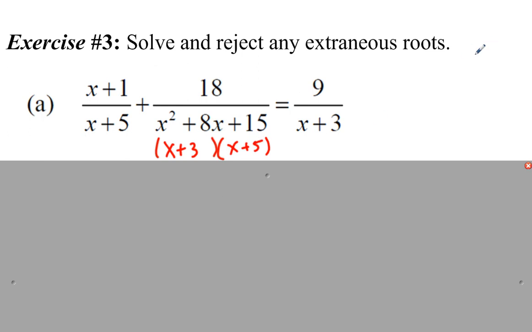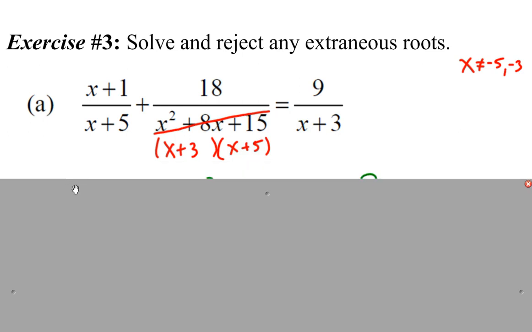So jot down over on the side here, what are the numbers that x cannot be that would make us divide by 0, that would make a fraction undefined? Crossing this out because I just replaced it with its factored form. Hopefully you said x cannot equal negative 5 and x cannot equal negative 3. Those would be bad news, right? They would both cause the denominators to equal 0. So my LCD in this case would be x plus 3, x plus 5. Okay?